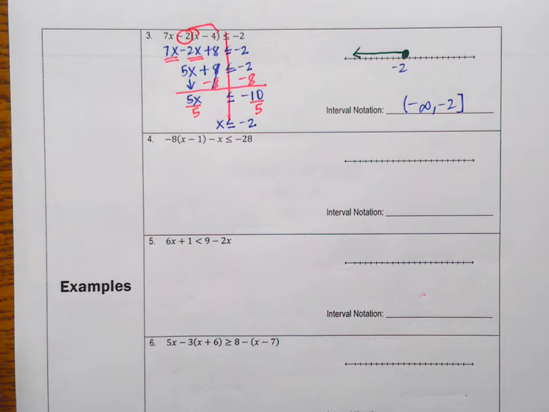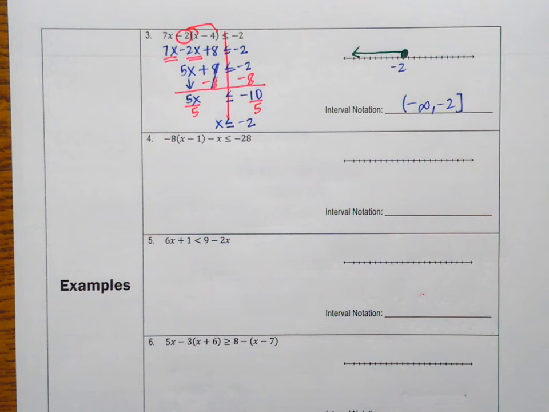Okay, number 4, I want you guys to try this one all on your own. Pause me here. I want you to try every single step on your own, and see if you get to the inequality on your own. So don't graph it yet. Don't get the interval notation yet. Just pause me here and try the entire problem on your own.